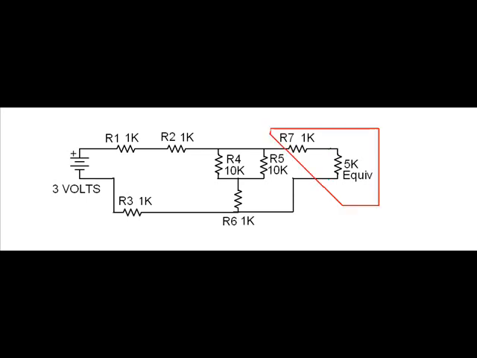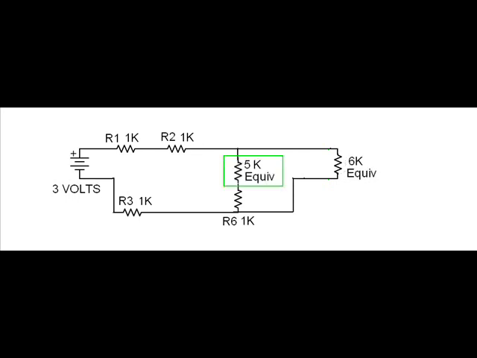Next, we can see that R7 is in series with that 5K equivalent resistance, like that. And so series resistance, again, we just add them together. So we have a 5K and a 1K, and that works out to be 6K. Next, I'd go ahead and get those R4 and 5. Again, two resistors in parallel, piece of cake. They're 10K and 10K, so it would be 5K.